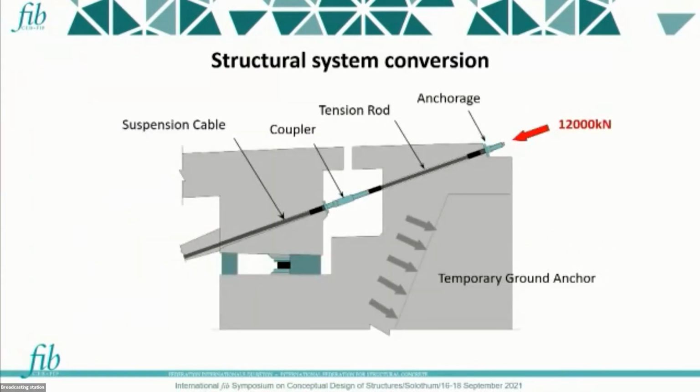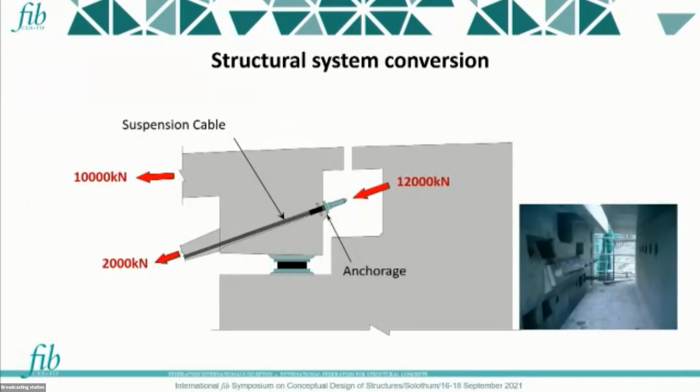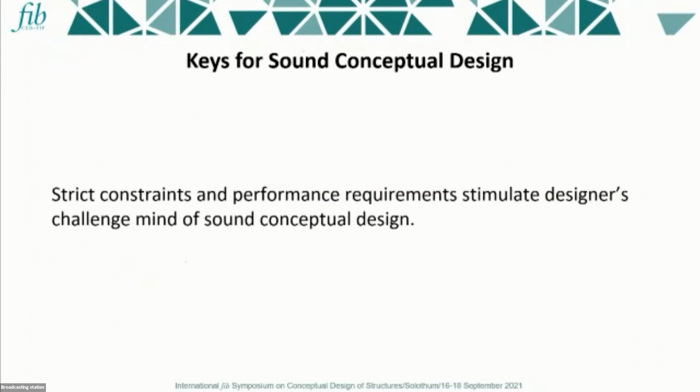So about 12,000 kilonewton force transfers to the girder. Finally, the force goes to the deck, upper deck, and also the chord, mainly the upper chord, because the stiffness of the upper chord is much stiffer than the lower. So finally, the structure is a simple supported structure. So the key of sound conceptual design is that strict constraints and performance requirements stimulate the designer's challenge mind. I fully agree.